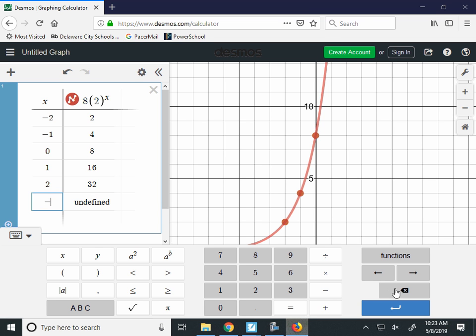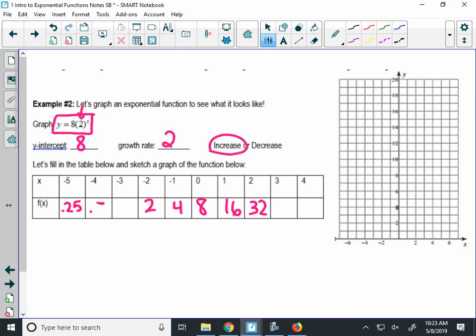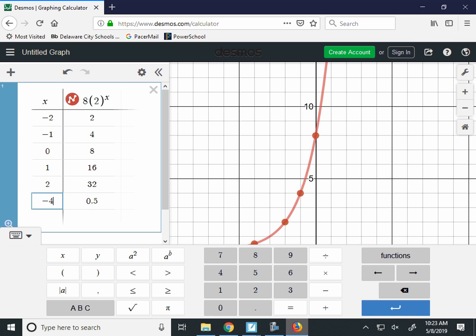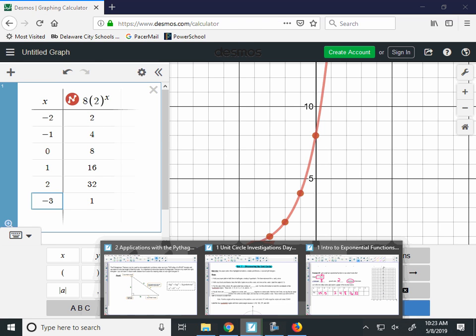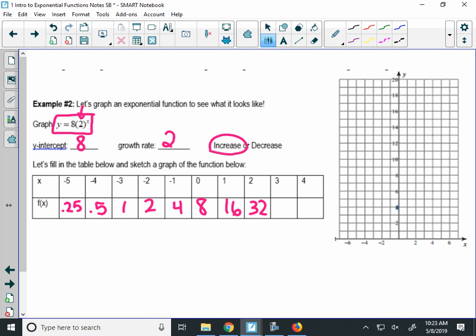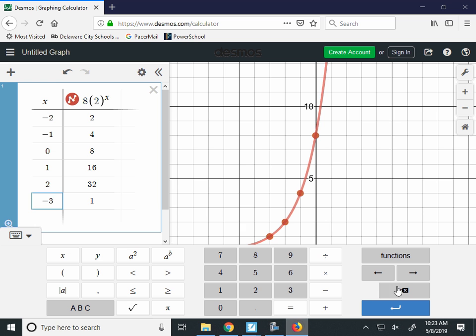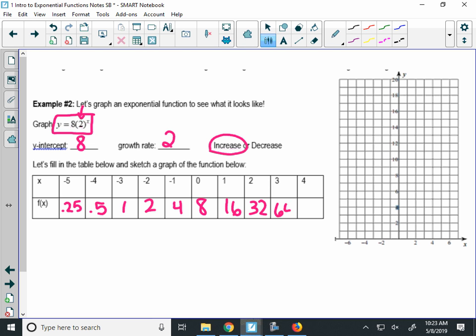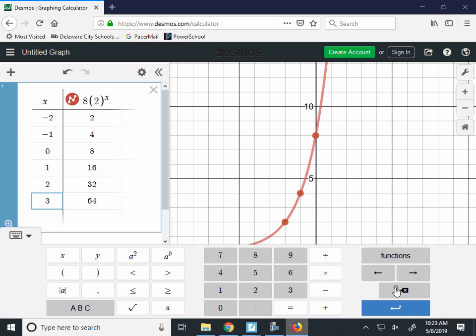-4 is 0.5. -3 is 1. Oops. Jump up to 3 and 4 here. 3 is 64, and 4 is 128.